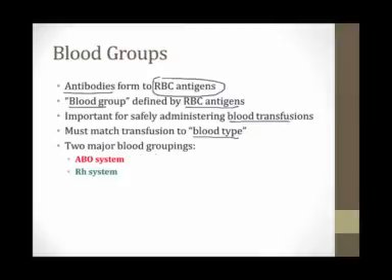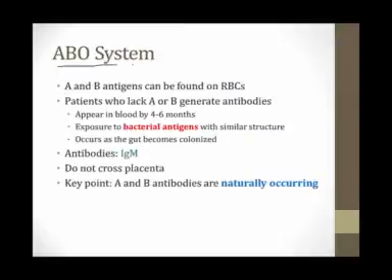There are two major blood grouping systems. The first one is called the ABO system, and the second one is called the RH system. Let's begin with the ABO blood grouping system. The A and B antigens are two antigens that can be found on red blood cells. Now, if you have the A or B antigen on your red blood cells, you will not develop antibodies against these antigens. If you did, that would lead to autoimmune destruction of the red cells. However, patients who lack the A or B antigens do generate antibodies against these antigens, and this has important consequences when you want to transfuse blood from another person.